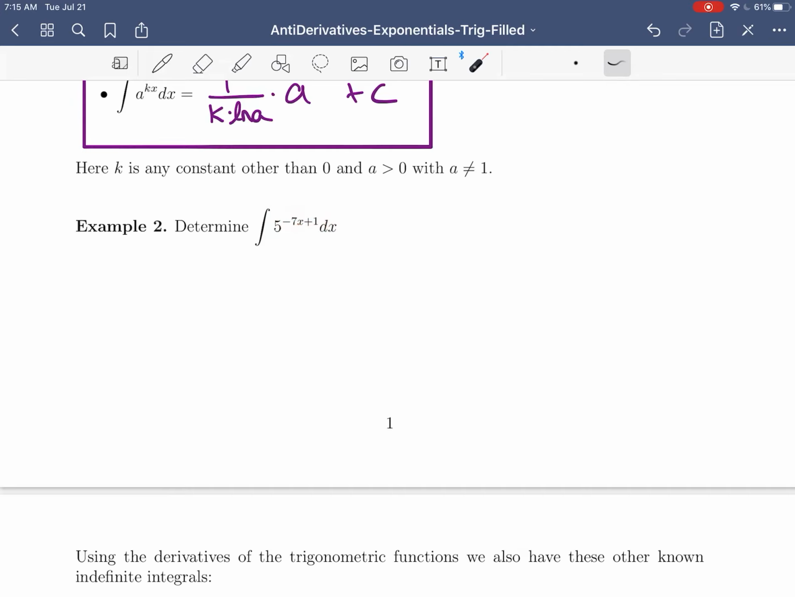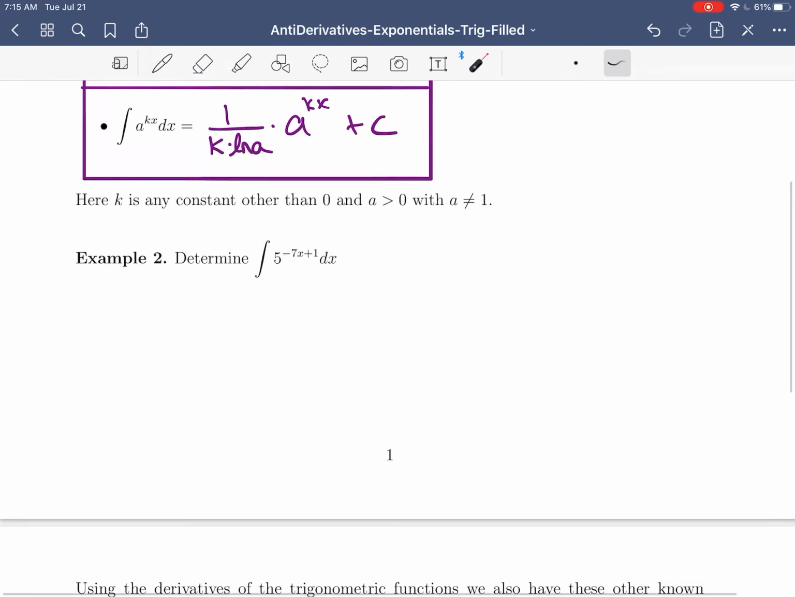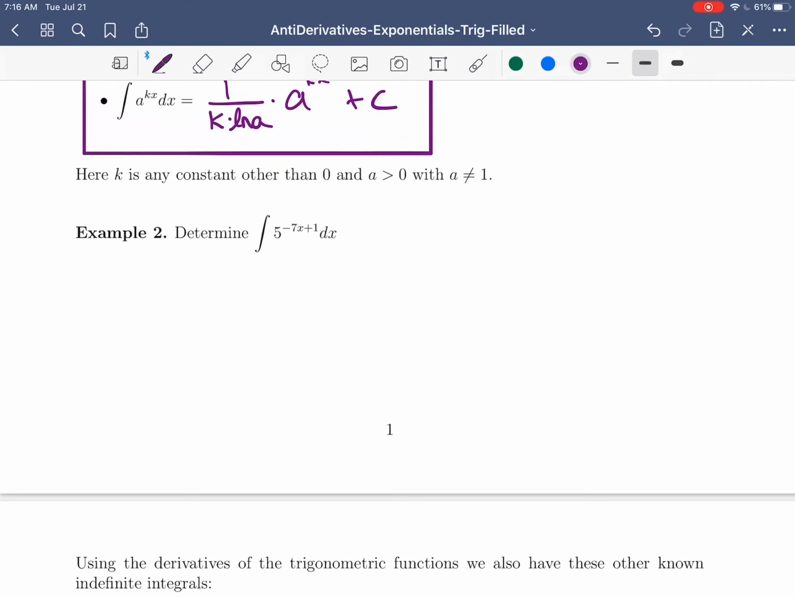So if I want the antiderivative of 5 to the negative 7x plus 1, we could use this rule, or we can try and just work our way out. So probably this would come from 5 to the negative 7x plus 1, something to do with that exponential. If I take the derivative of that, I get 5 to the negative 7x plus 1, times the ln 5, and then also times the derivative of the exponent, which is negative 7.